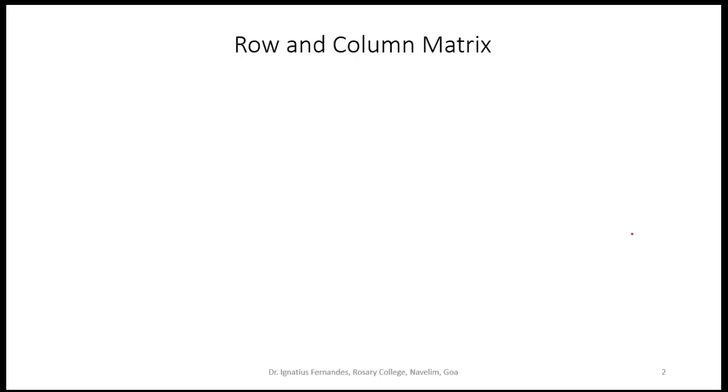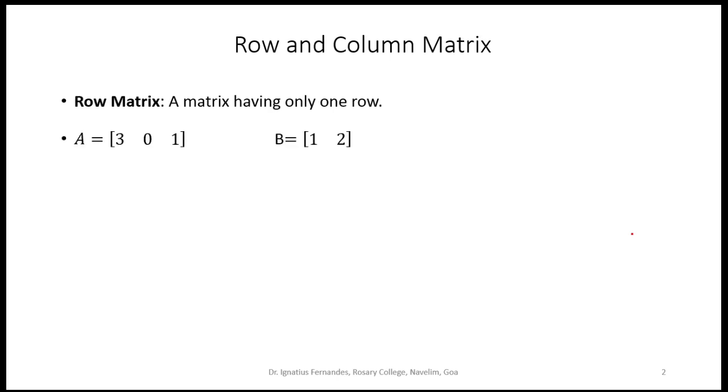We have row and column matrices. A row matrix is a matrix having only one row. So matrix A here has only one row and 3 columns, so the dimension of this matrix is 1 by 3. Matrix B also has one row. It is a 1 by 2 matrix, one row and 2 columns. So a matrix which has only one row is called a row matrix.